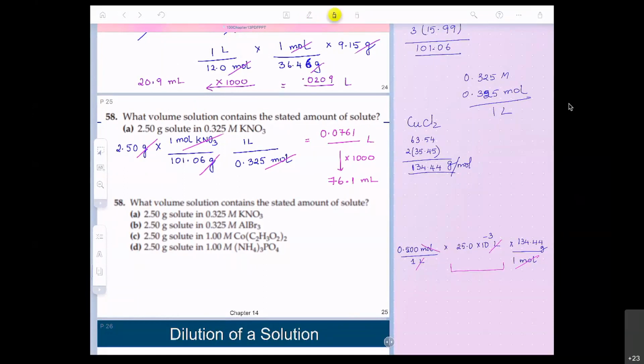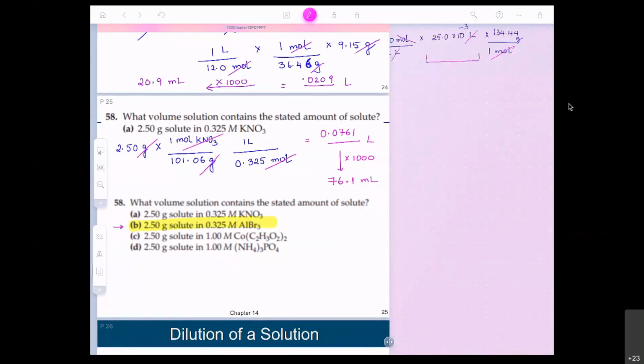So I'd like you to take a moment and maybe just do B. So that you could either start with 2.50 grams or you can start with 0.325 molar, but this is a different compound. This is aluminum bromide. So you have to get, yeah, liters or milliliters.